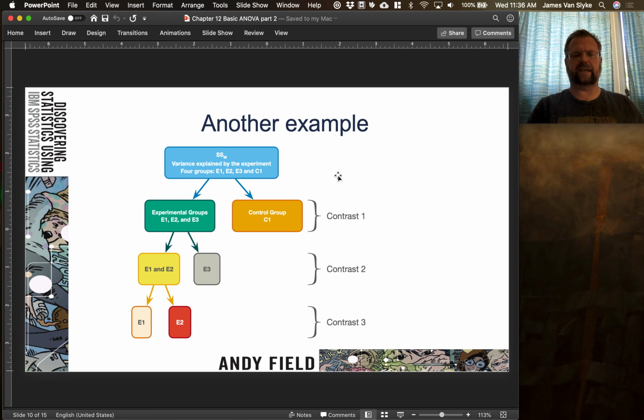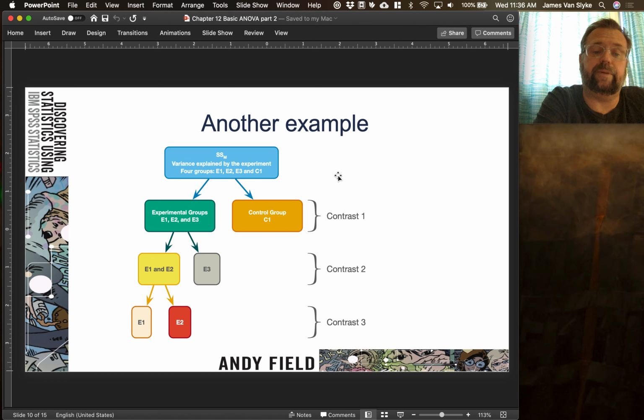So here's a couple other examples we could use based on the levels. In this case, we have 1 control group and 3 experimental groups. So we could make more than 2 contrasts because we have 4 different groups altogether. We could have 3 different contrasts. In this one, it's the same type of principle. We take all the experimental groups and put them into 1 group, so that's E1, E2, and E3. And then we compare that to the control group. That would be contrast 1.